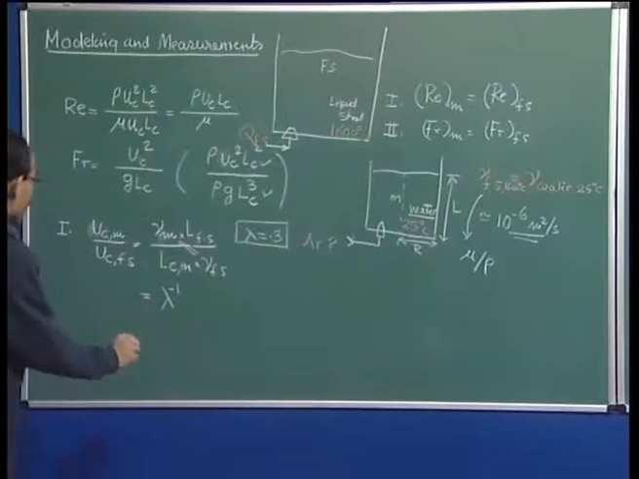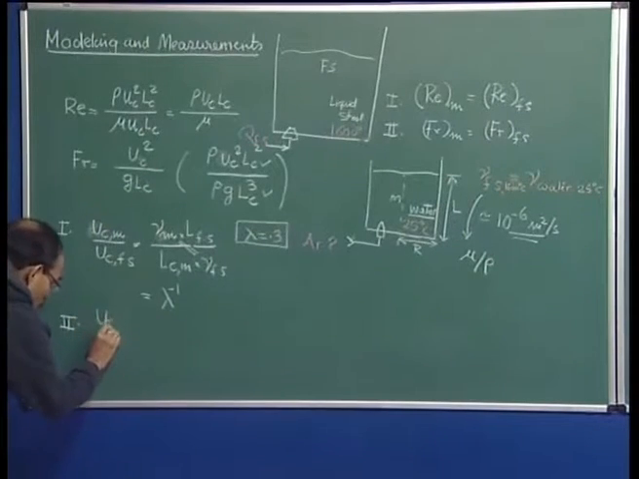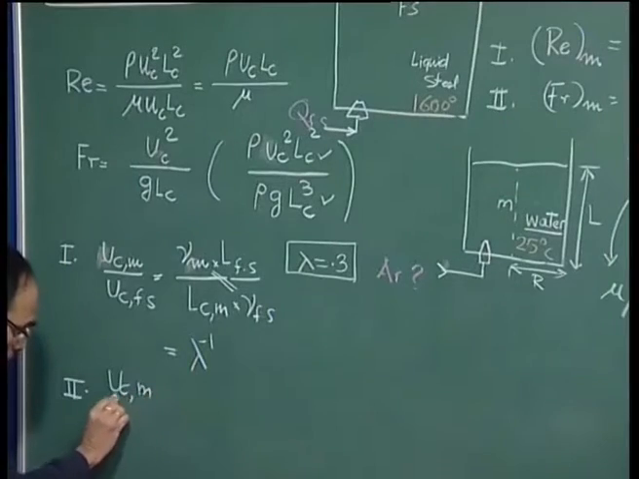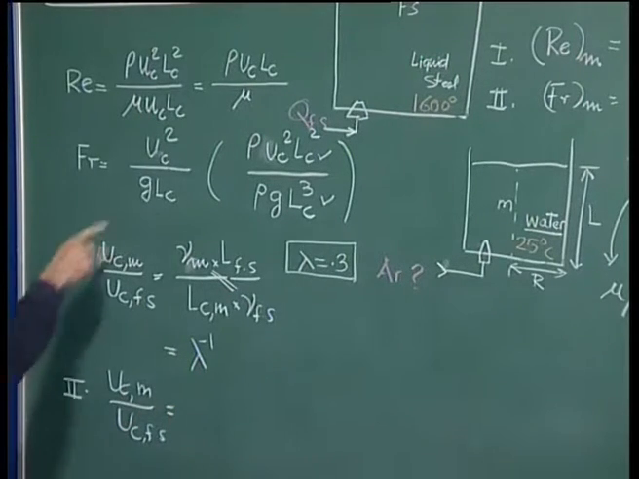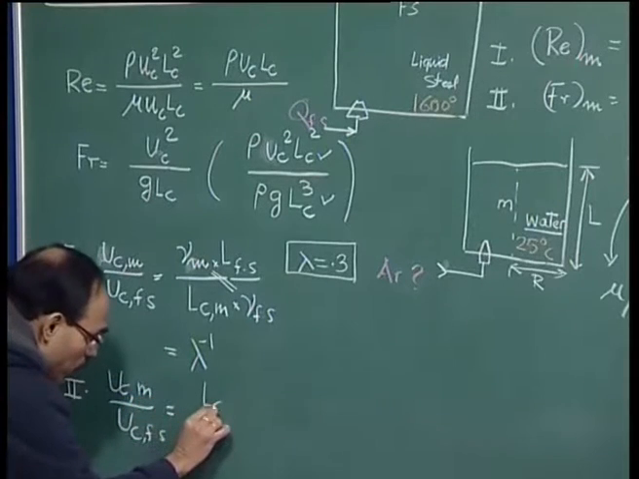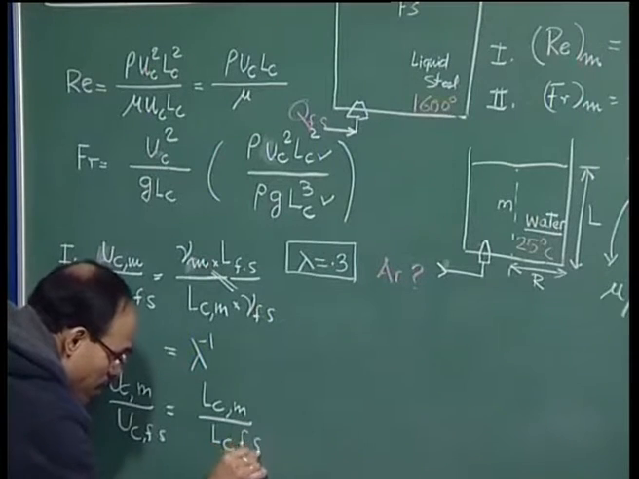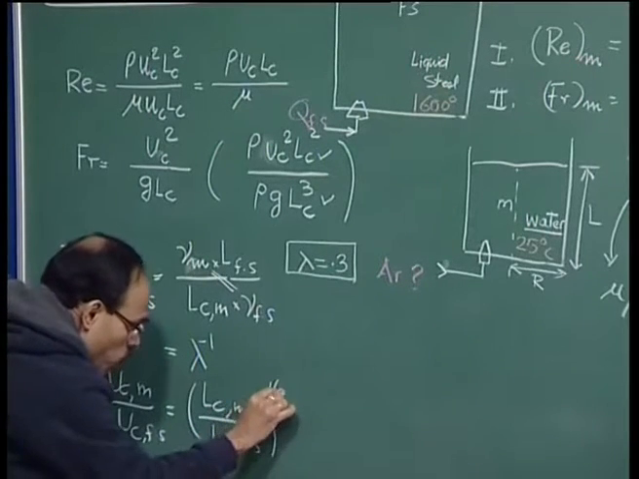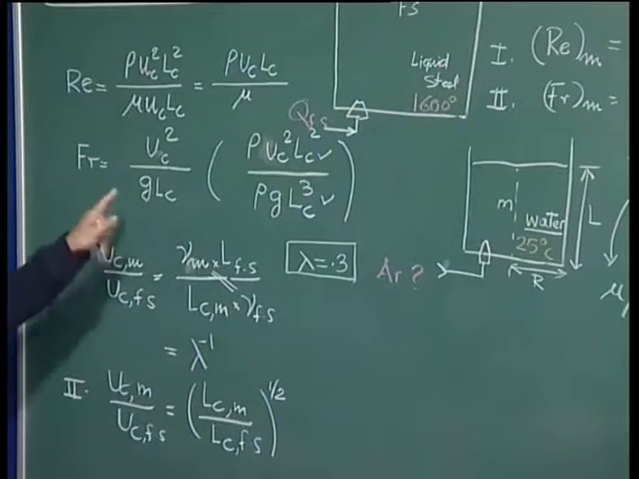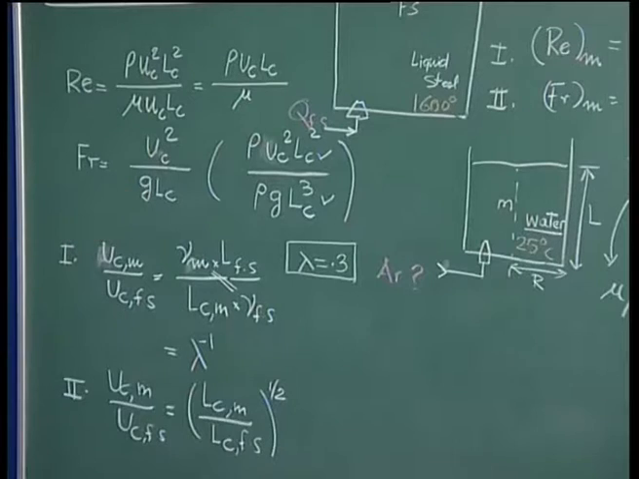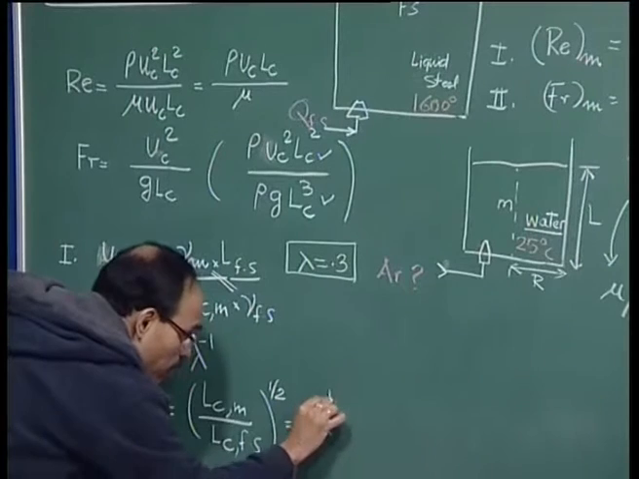Let us look at the Froude equality, and the Froude equality will tell us that UC model by UC full scale is equal to LC model by LC full scale, characteristic length, raised to the power half. Because it is UC square, the ratio of the velocities is going to be the square root of the ratio of the characteristic length. The acceleration due to gravity will vanish from both sides, and this tells us lambda to the power half.